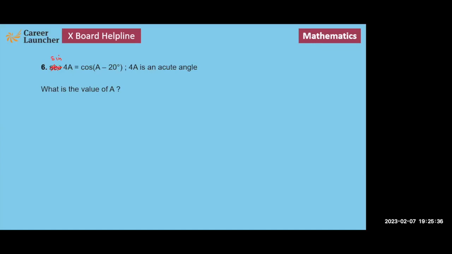So let's say this is not sine. Let's see, it is sine 4a. So you can see that sine 4a must be equal to cos of 90 minus 4a. So if I want to find out what is the value of a, I'll say that 90 minus 4a must be equal to a minus 20 degrees, or 5a is equal to 110 degrees, and hence a must be equal to 110 divided by 5, that is 22 degrees.